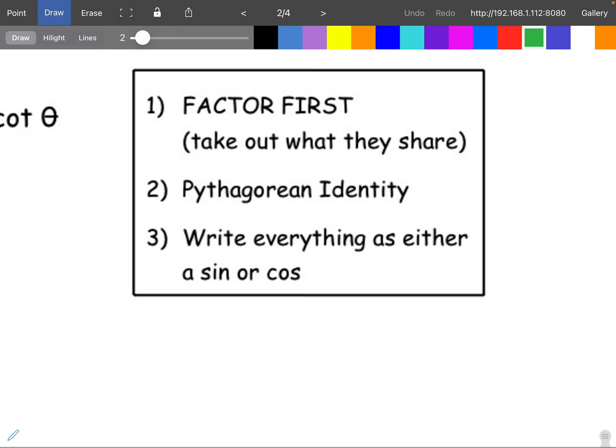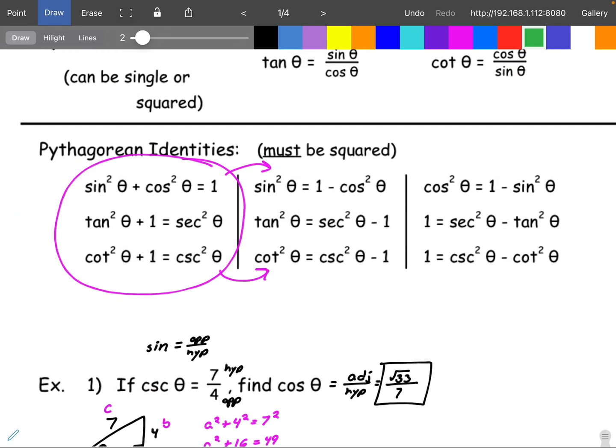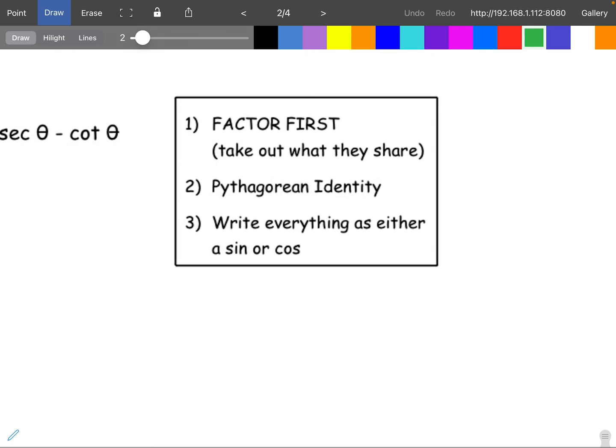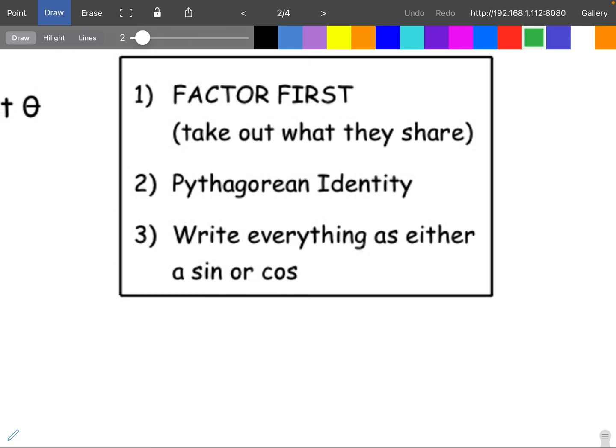Then, if you can't do that, you're going to move on to the second option, which is to look and see, do you have any Pythagorean identities or a version of the Pythagorean identities? Because remember, those Pythagorean identities can be manipulated into different things. So remember, we said that this one could be manipulated to give me either this or this. So we're not just necessarily looking for this main identity. We're also looking for versions of that identity. So we look for those Pythagorean identities.